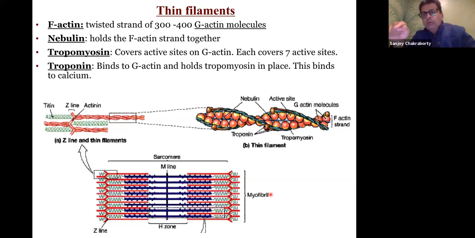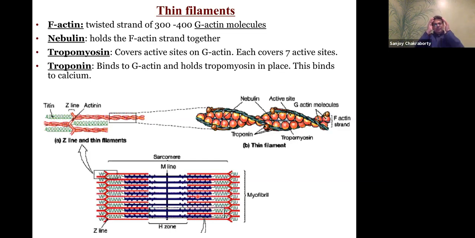And that pull is causing this. Remember, look at this picture now. This tiny extended part of the blue color line, those are the G-actin heads. Once they're binding to the thin filament, they're pulling the thin filament inside, which causes sliding filament. So that's the muscle contraction.